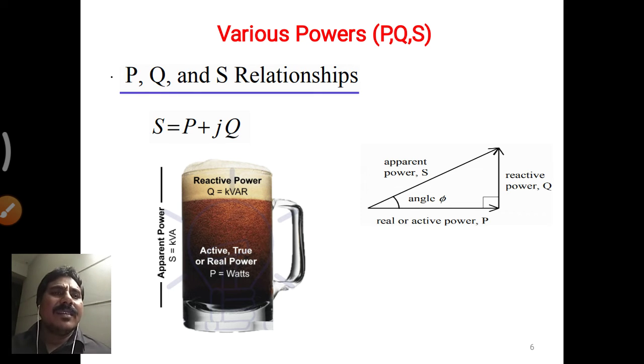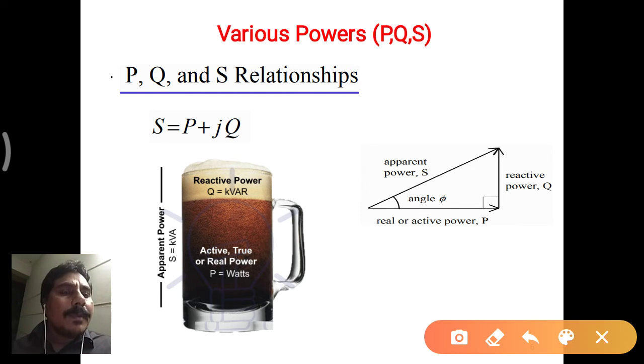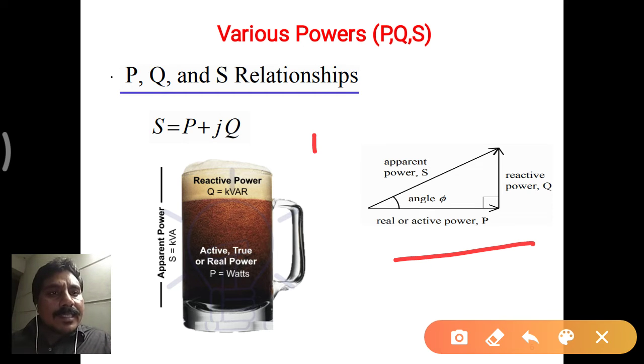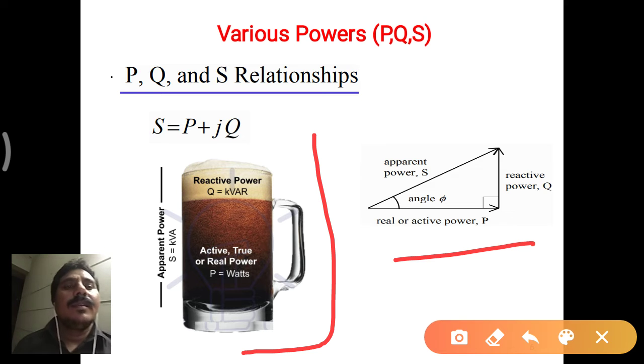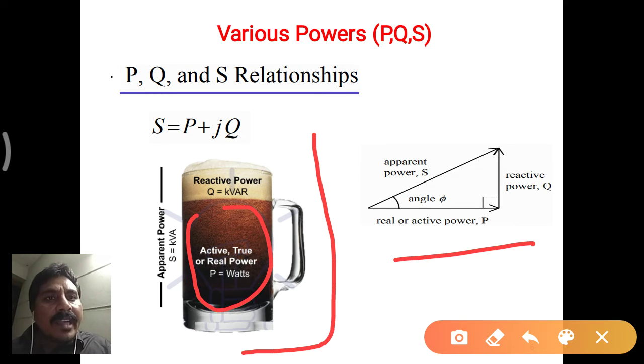So already we know this is the power triangle. Let us consider this is the whole glass. Now, if you take a soft drink, let us consider Sprite or Thums Up, Coca-Cola products, this black colored part is nothing but the active content, the active liquid.